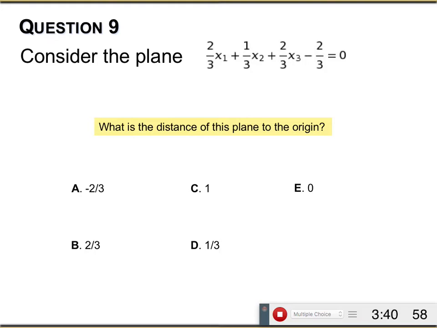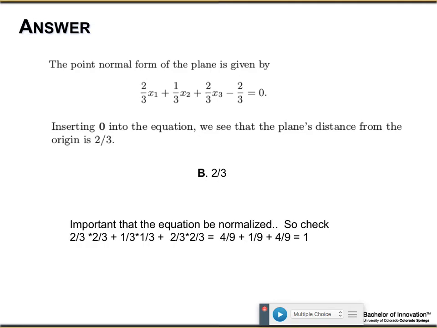Okay, last call. Okay, so most people got this, although many people were tempted by A. The correct answer was B. Assuming the plane is in point normal form using a proper unit normal, then we insert 0 in the equation. We see the distance is 2/3. Actually, if you insert it in, you get a value of minus 2/3. But it's got to be 2/3 to be the distance to the origin, right? So that gives us our distance.